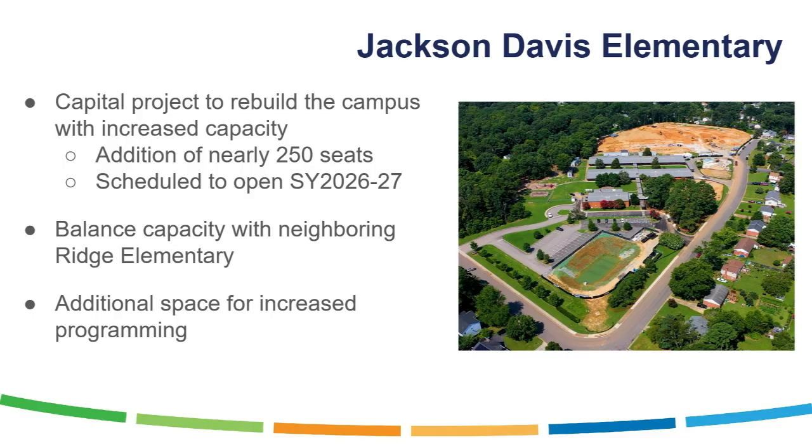As you heard during a recent construction project update, the rebuild at Jackson Davis Elementary will add approximately 250 seats when it is complete and is scheduled to open for the 2026-27 school year. This school had a functional capacity of 89.8% in fall of 2024-25. The board requested a scenario to leverage the new capacity at Davis to balance capacity and maximize space utilization at nearby elementary schools. To achieve this, the proposed scenario moves some students from Ridge Elementary to Jackson Davis. In addition, the new space will also allow for additional programs to be placed at this school.